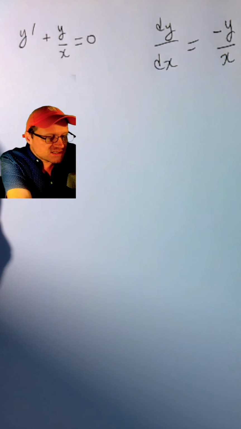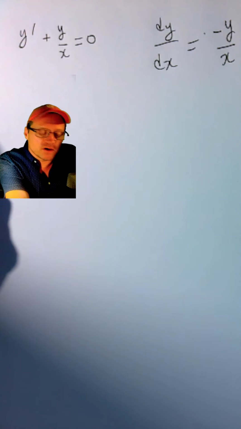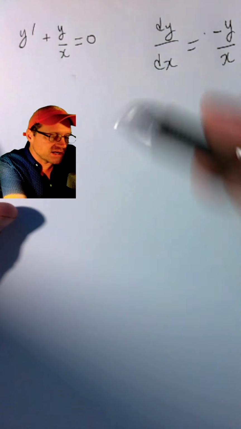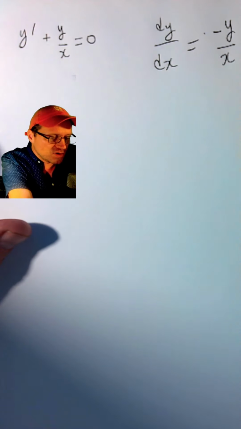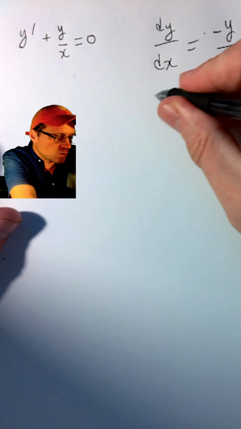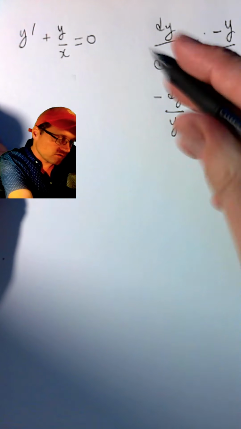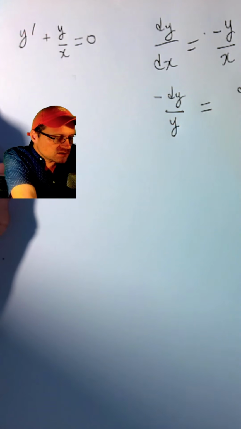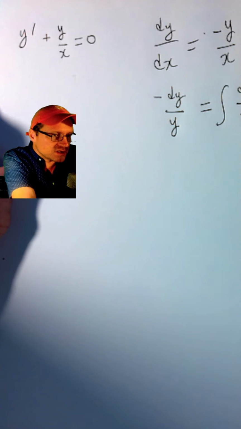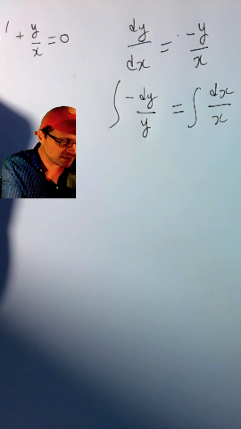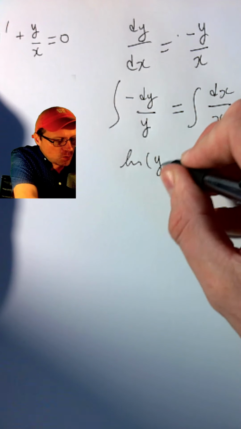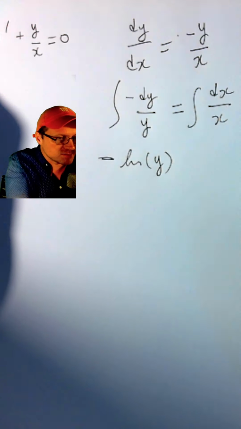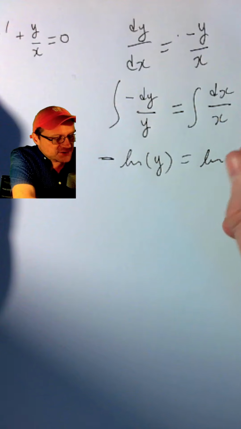So given that this is separable, it's a function of x times a function of y. I want to put the y's with the y's and the x's with the x's. So I'll divide by y, and I'll bring the dx over to the right-hand side. So we have minus dy over y is dx over x. And I put the integral signs on, and we integrate. So on the left-hand side, we have the natural log of y, but times minus 1 equals the natural log of x. And then we have plus c.